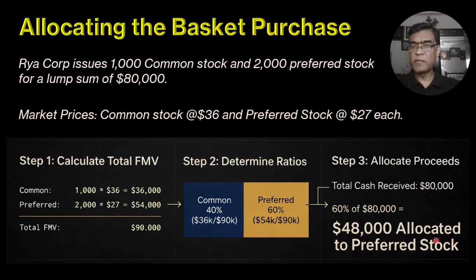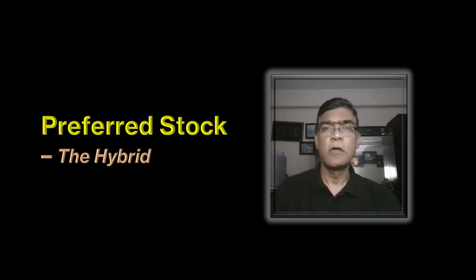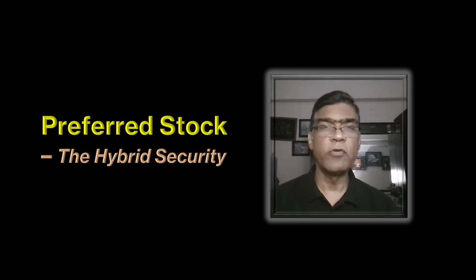80 minus 48 is 32,000, or 40% of 80,000, allocated to common stock. Okay, now we move to preferred stock, often called the hybrid security. It's termed hybrid because it combines features of both equity and debt. Preferred shareholders have ownership like common shareholders, but they also enjoy fixed dividend rights similar to bondholders.